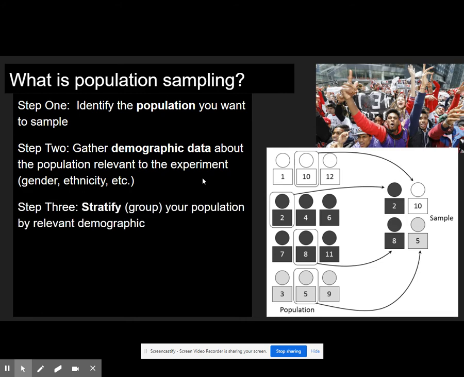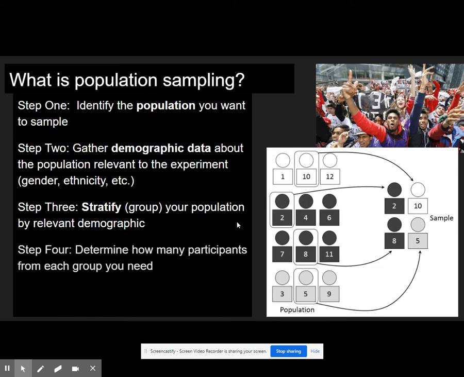So for step 3, we need to group our population by that relevant demographic. In this one, we see a demographic grouped in 3 different ways. Let's just say this is blonde hair up here, this is brown hair down here, this is black hair in the middle, right? Once we've stratified our group by the relevant demographic, we want to determine how many participants from each group we would need to create a sample that we could ask these questions, or do this experiment on, or observe, that would represent the population well.